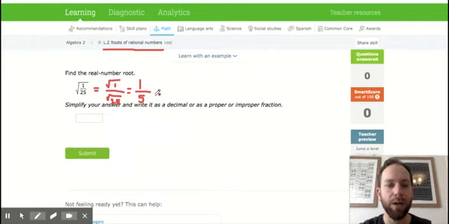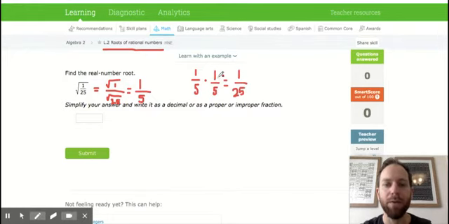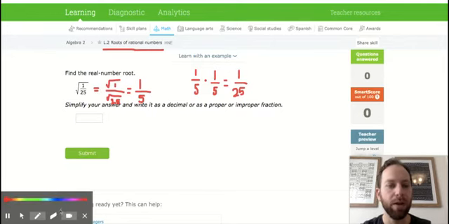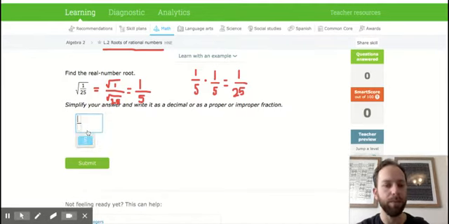Now, you'll notice if you take 1/5 and you multiply it by itself, remember when we multiply fractions, you just multiply straight across on top, straight across on the bottom. 1 times 1 is 1. 5 times 5 is 25. So 1/5 times itself is equal to 1/25, which is what the question was asking us. So the real number root, the square root of 1/25, is equal to 1/5. 1 in the numerator, 5 in the denominator.